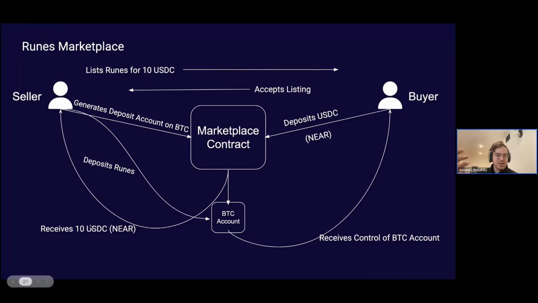If it's all on Near, then they'll just receive it immediately. It can actually be withdrawn directly to their account. But if it's on a different chain, they can leave it in that contract.